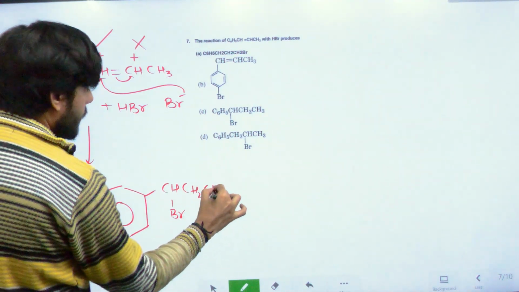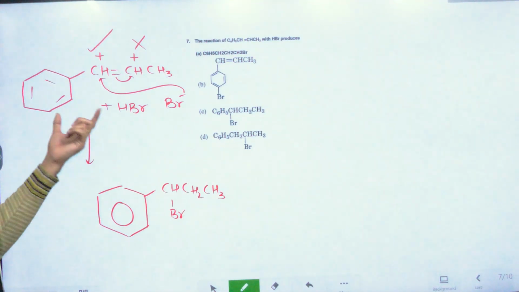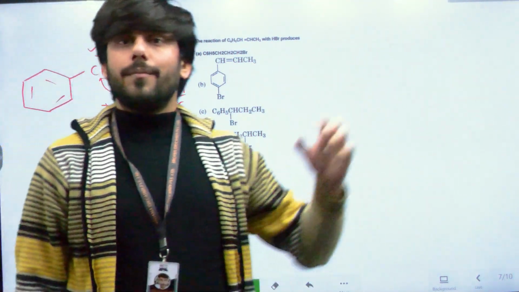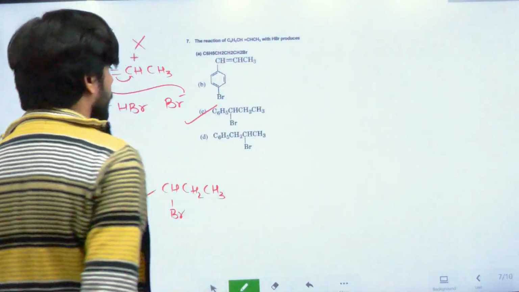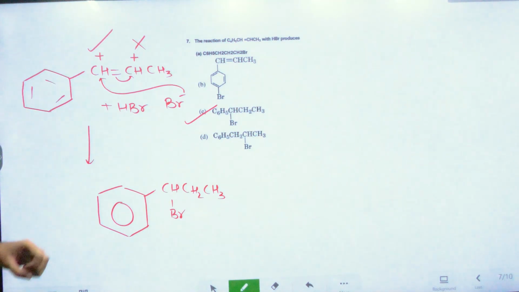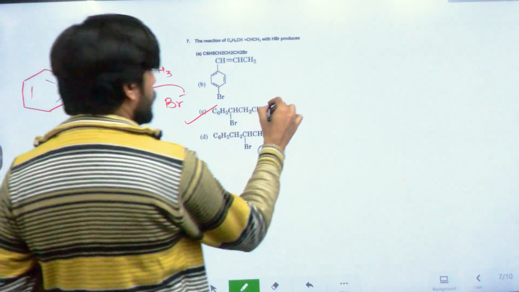This is what I get. So bromine adds to the benzylic position. So I have C, the answer. I hope this is clear. So C is your major product.